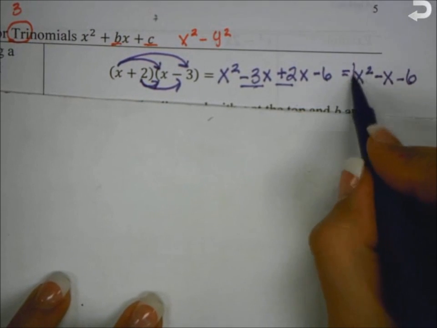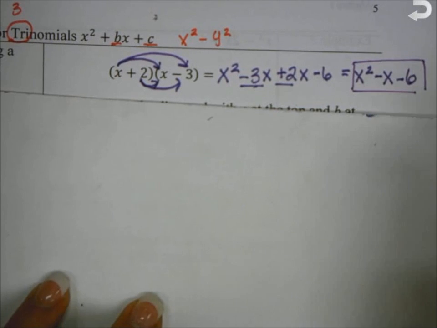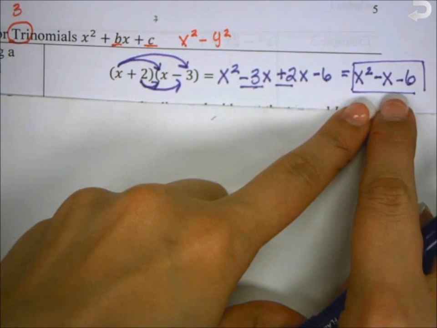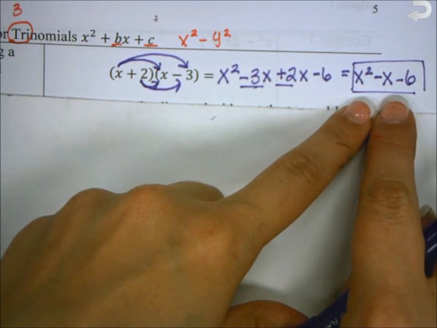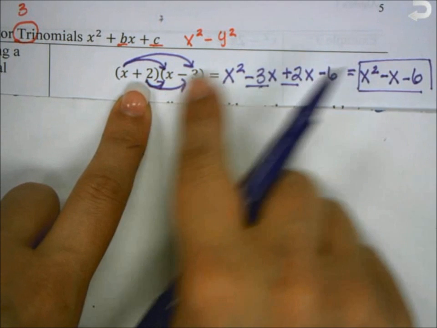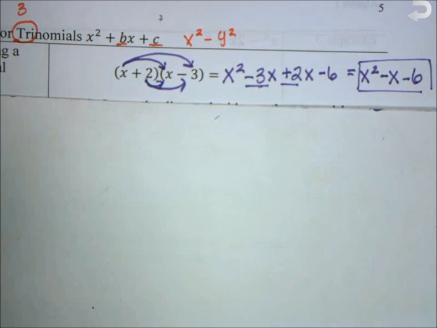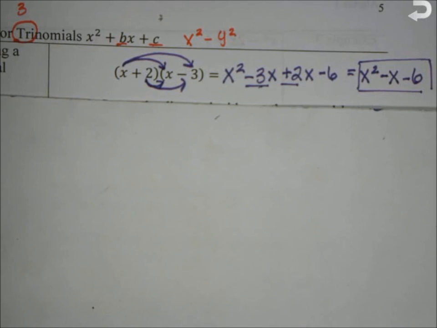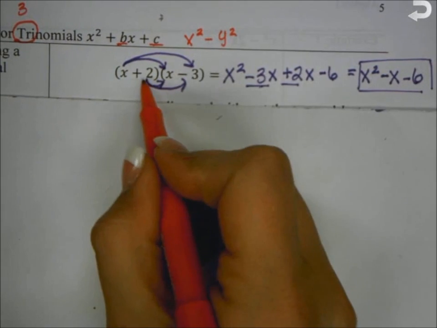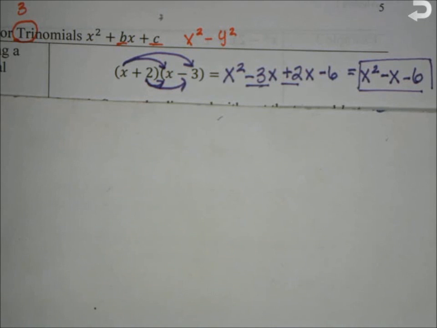For factoring, you are going to be given a problem that looks like this, and you're going to have to factor it so it looks like this. So we're going to do the backwards of what we just did, but let's look at this problem really quick. Do you notice anything about the trinomial and the two factors? Look at it. Do you notice anything?